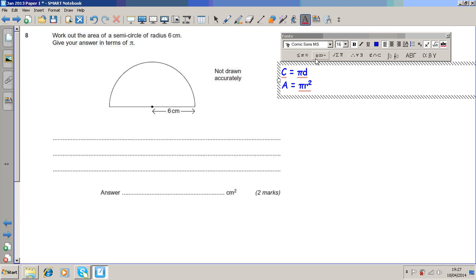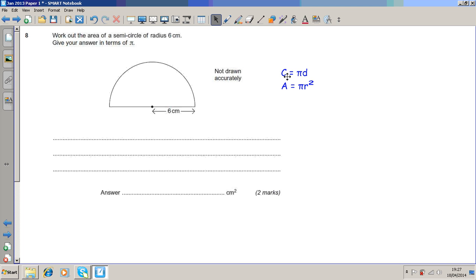Okay, so there are your rules for circles. Circumference is pi times the diameter, and area is pi times the radius squared. You need to know them rules. Handy way to remember them: cherry pie is delicious, apple pies are too. Because we all love a bit of apple pie, right? But you can't knock cherry pie either.